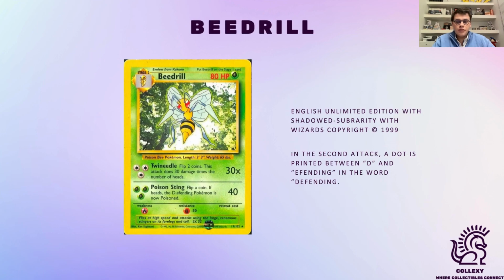There is also an extra variant of Beedrill. This is very similar to the English Unlimited Edition with Shadowed subrarity with Wizards of the Coast copyright year of 1999. In the second attack called Poison Sting, there is the word "defending," and between the D and the rest of the word, there is a dot inserted. This is simply a printing error, but is still a different variant compared to the other variants of the Master Beedrill.